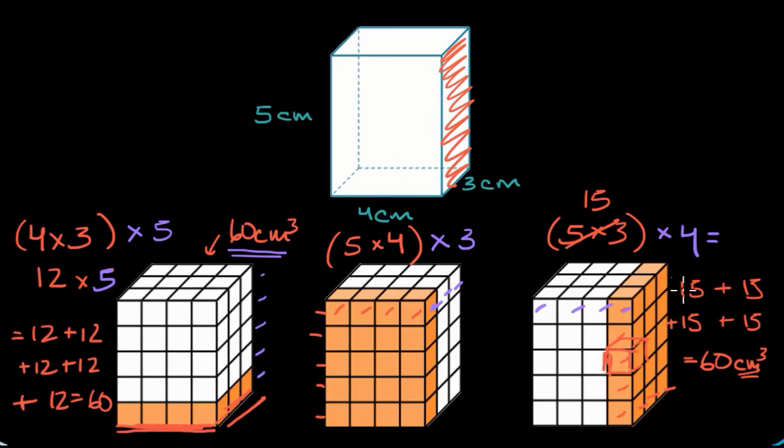But in all the situations, I'm just multiplying the sides. I have 4 times 3 times 5, 5 times 4 times 3, 5 times 3 times 4. I use the parentheses to do some of that multiplication first, but when you're multiplying 3 numbers like this, it actually doesn't matter the order that you are multiplying them in. So you just have to think about the 3 sides here and multiply them in some order, and any way you do it, you're going to get 60 cubic centimeters.